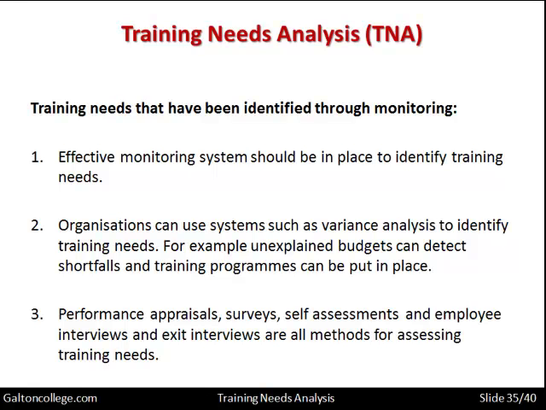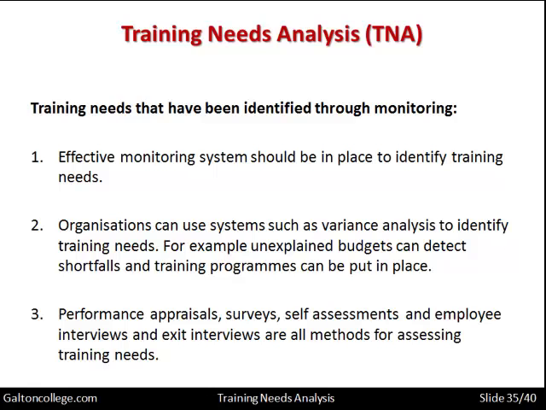Of course, performance appraisals, surveys, self-assessment, employee interviews and exit interviews are all methods for assessing training needs. All of them feed back information to the management and indicate where training can be effective and where training is required. But there are all sorts of ways of identifying the need for training.